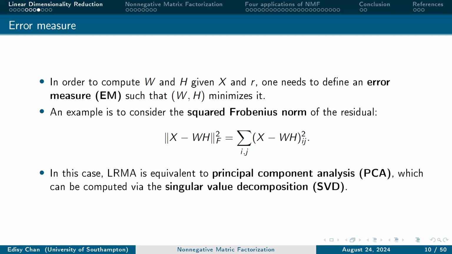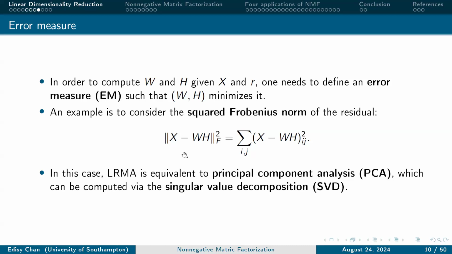So in order to compute W and H given X and R, we need to devise some kind of error measure, so that we can minimize it and talk about what we mean by the approximation, right? We want X to be well approximated by the product of W and H. An example is to consider the squared Frobenius norm of the residue.